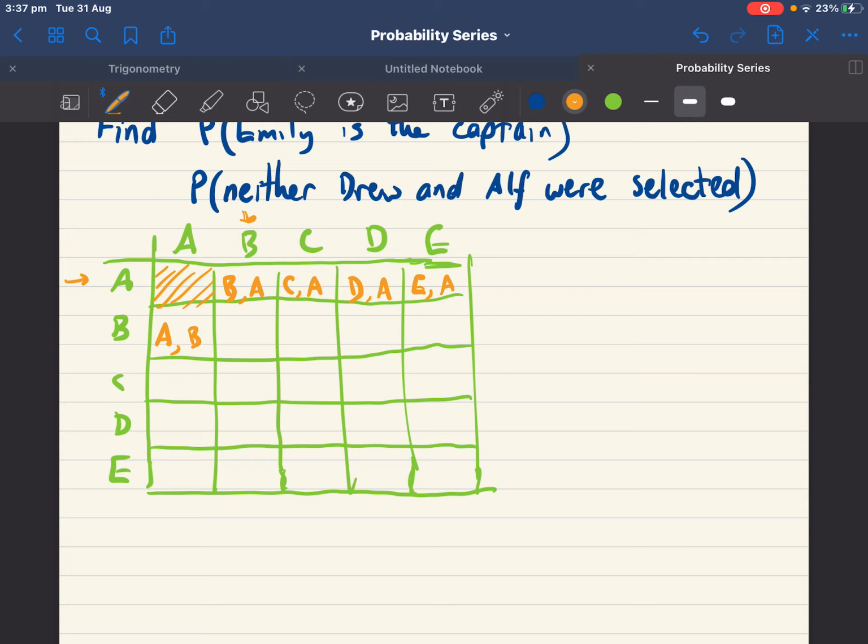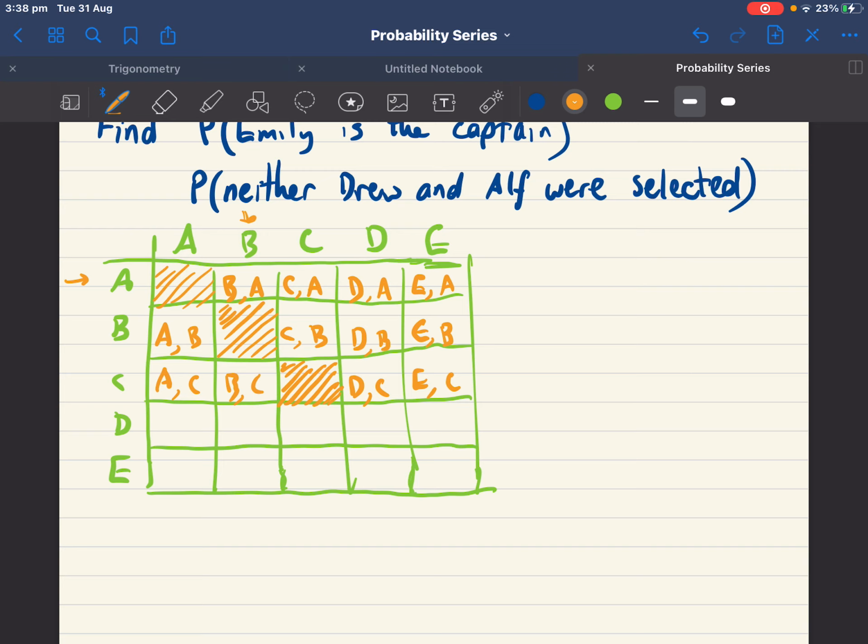The next one is a scenario where Beth got selected first and last, which actually cannot happen. It's a box we need to ignore. Kaz as captain, then Beth, Drew, then Beth. You can probably see what's happening. I'm just going to quickly fill it out so you don't die of boredom. Beth and then Kaz. Kaz and Kaz needs to be blocked out. You can already see what the trend is going to be here. And again, this is Emily as captain and Kaz as vice captain.